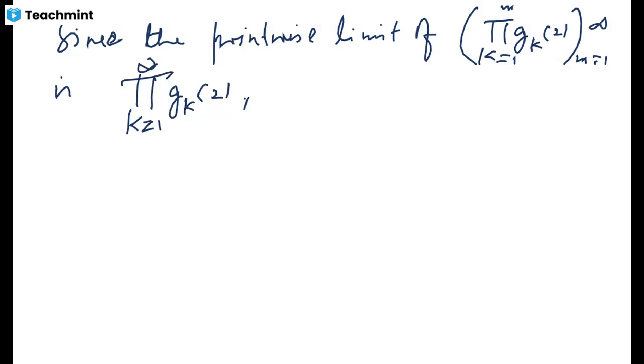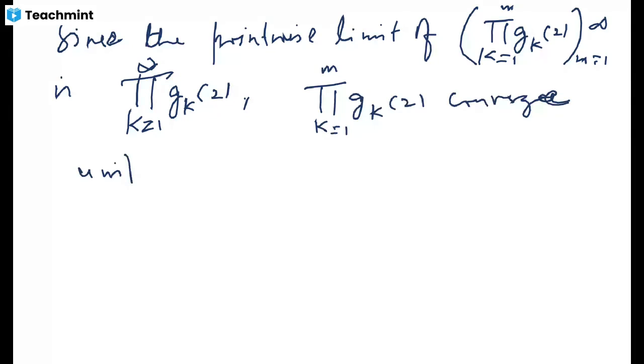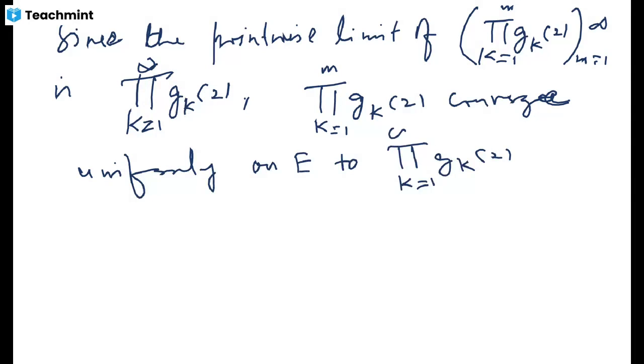So it follows that these products converge uniformly on E to this infinite product, this function that is formed by this infinite product. Do you have any other questions? So this is the beautiful proof to establish the uniform convergence. Is it okay?